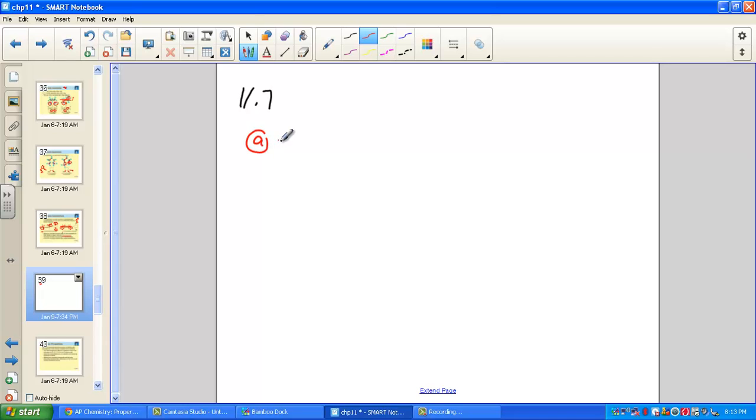I'm going to write a word. It says methyl cyclopentane. Could this possibly show cis-trans isomerism? Cyclopentane says I'm going to have a 5-membered ring, and I'm going to have a methyl group coming off of it.